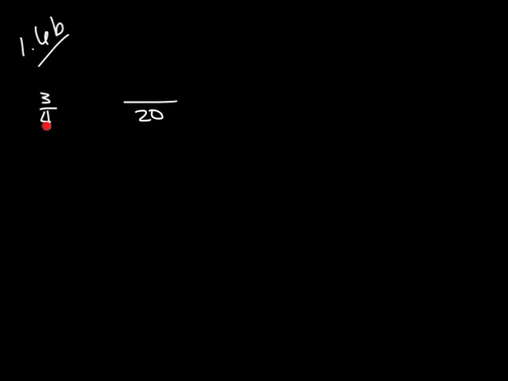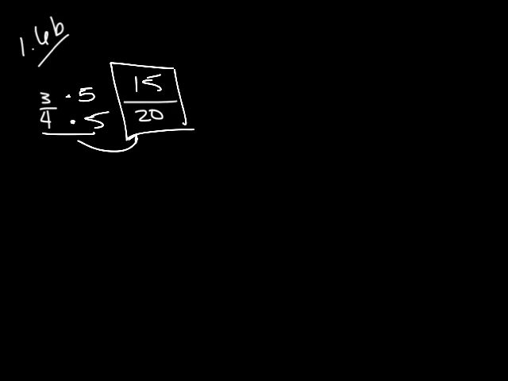Well, how do we turn a 4 into a 20? We multiply that 4 times 5. So if we multiply this 4 times 5 to give me 20, then I multiply the 3 times the 5. You always multiply by the same thing to get 15. So that, if we were to reduce it, would be 3/4. And that's what they're asking you to do there.